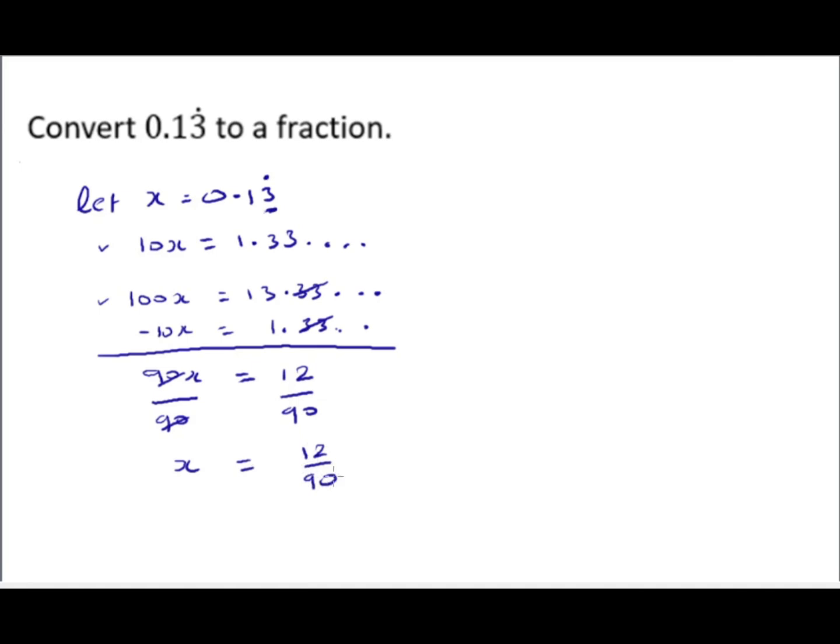Now this fraction can be simplified. So let's go ahead and simplify it. If we divide both the numerator and the denominator by 6, we're going to get 2 over 15. So this is your answer right here, 2 over 15. So if you convert 0.13 with the 3 recurring to a fraction, you should get 2 over 15.